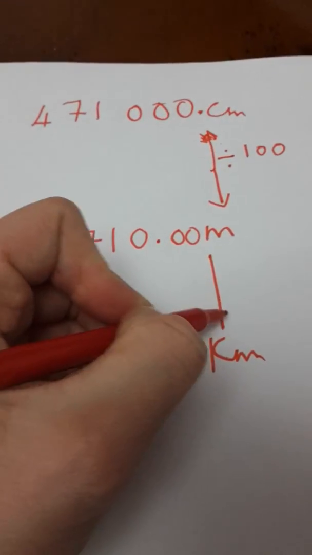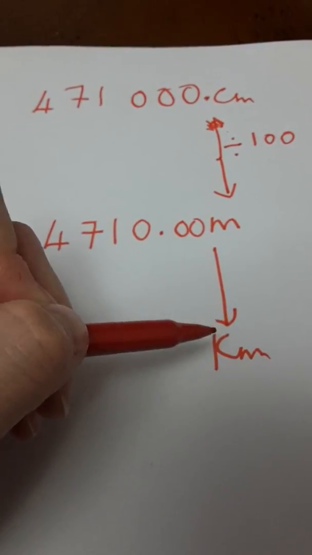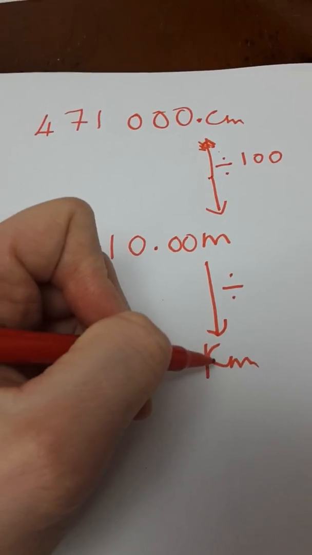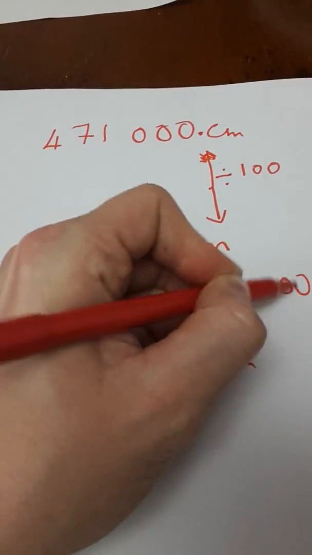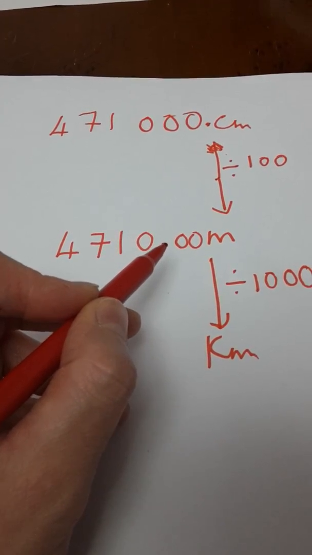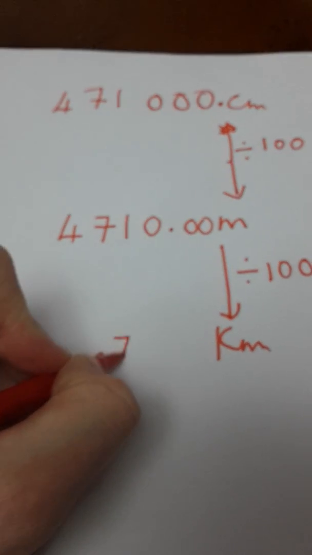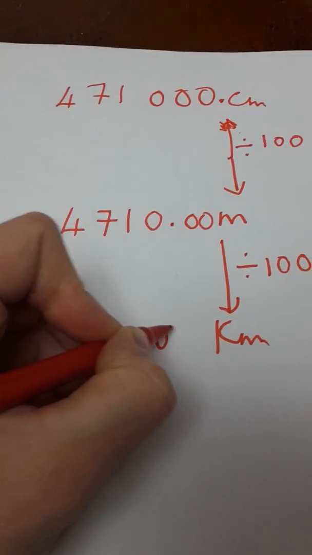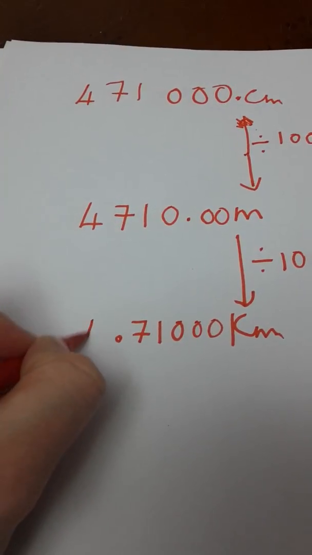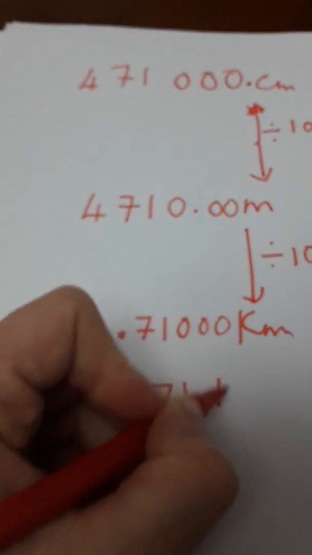Then kilo means 1,000 in Greek, and we're going to end up with less kilometres than metres, so we're going to divide. And because kilo stands for 1,000 in Greek, we're going to divide by 1,000. So three numbers are going to move to this side of the decimal point. That means our 7, 1 and our 0 are going to move this side, and we end up with 4.71 kilometres.